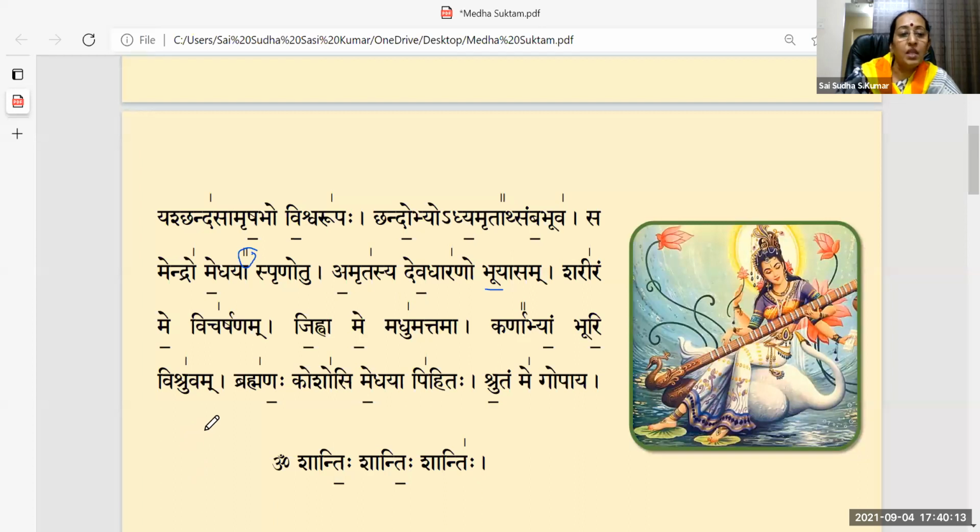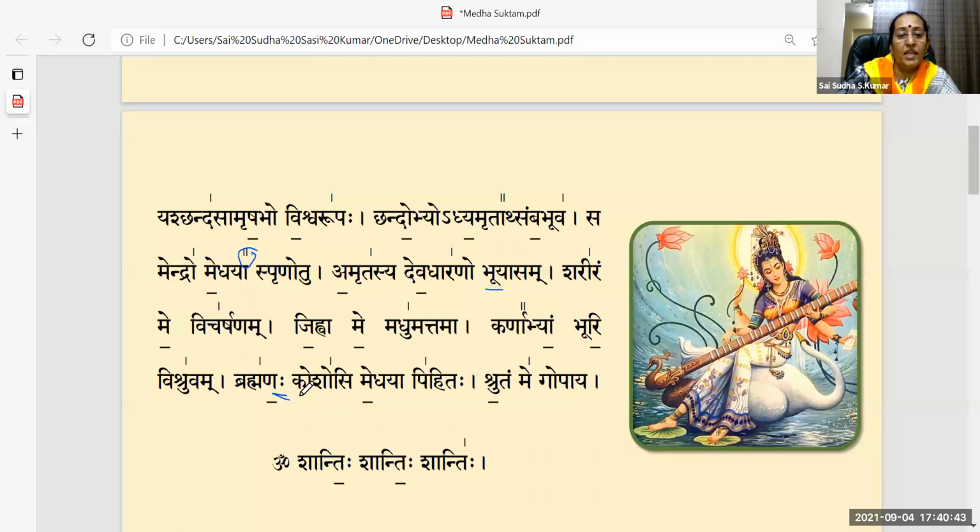Vishruvam. Then Brahmana Koshosi. Now there is Brahma. It is to be pronounced properly. It is not Brahmana. It is Brahmana. Now there is a Visarga here. These two lines denote Visarga. Now for Visarga we have rules of Visarga.